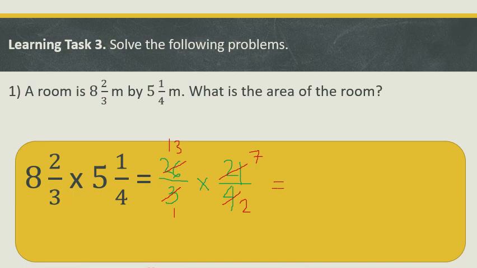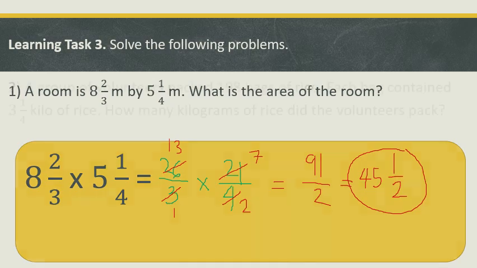So, multiply na natin. 13 times 7 is 91. 1 times 2 is 2. Kapag dinivide natin ito, meron tayong 45 and 1/2. Para ma-check nyo kung tama yung inyong paggagawa ng mixed number, pwede nyo siyang pabaliktad. Pwedeng multiply nyo ulit para maging improper. Kapag pareho silang sagot, tama yung inyong paggagawa ng mixed number.